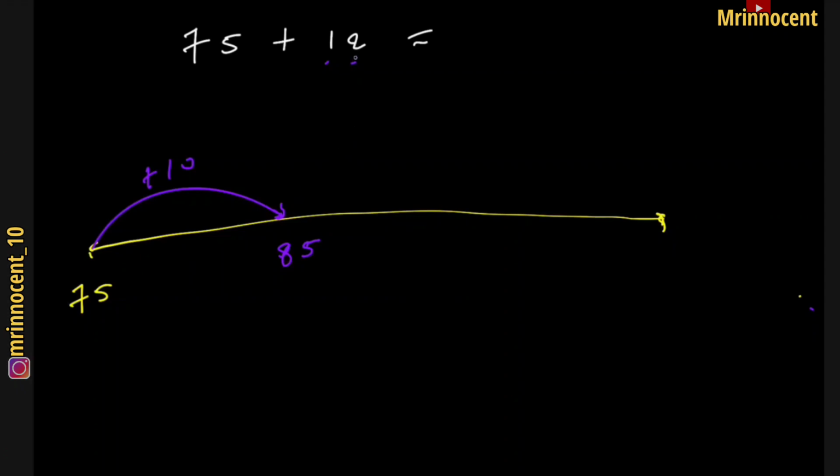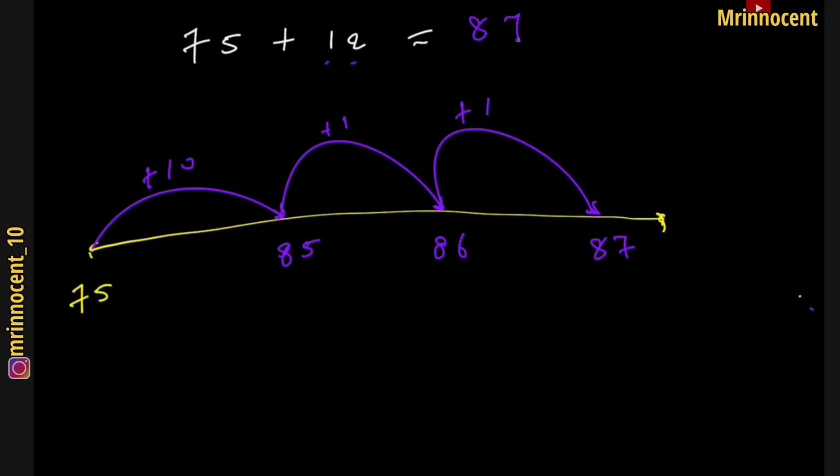So now you have 2 ones. You need to jump plus 1, 86. To jump another plus 1 is 87. So your answer is 87.